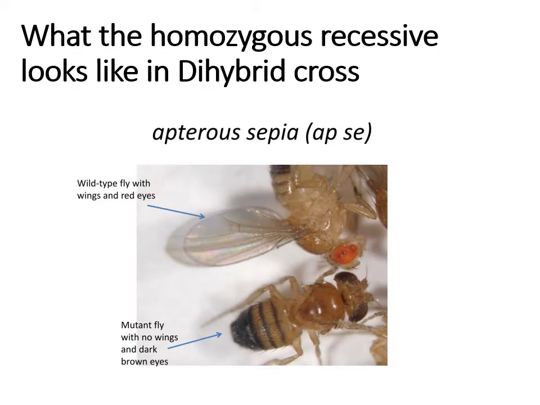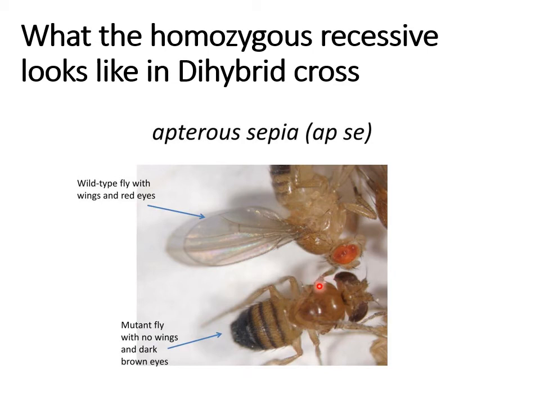Now, before we get into more of the numbers and the laws that the dihybrid abides by, I just wanted to show you what the fully recessive mutant in the dihybrid cross actually looks like. So that one lonely little corner square, that 1 out of 16 F2 flies that were fully mutant, meaning it was apterous and sepia together, they look like this little guy down here.